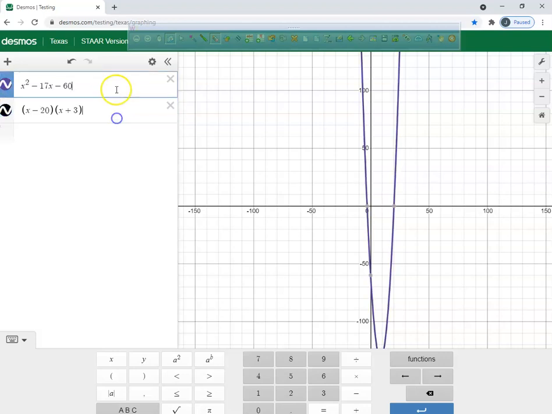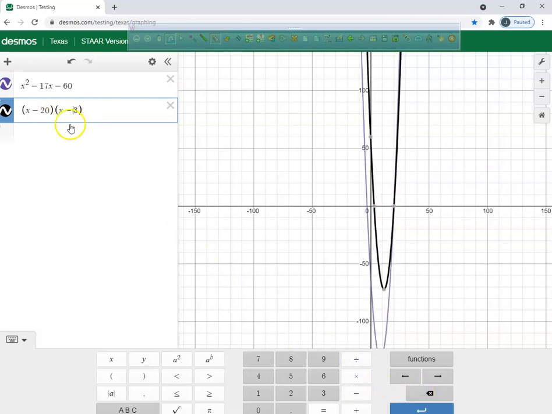Can you guys see how those exactly match each other? If they exactly match each other, they have to be the same graph. They have to be what's called equivalent to each other. Look what happens if this was one of our answer choices right there, right? I think that was answer choice C.